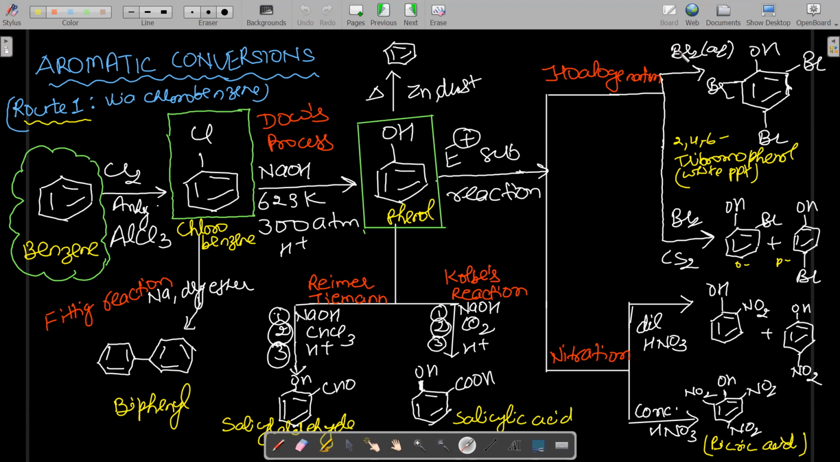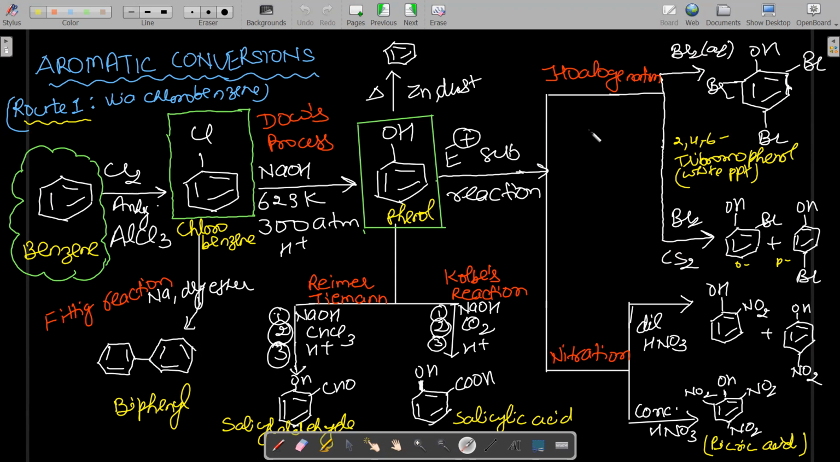Now, this bromination can be discussed in two media. If aqueous medium, there is a formation of 2,4,6-tribromophenol. You can see 2,4,6-tribromophenol forming as a white precipitate. But when bromination occurs in a nonpolar solvent, that is in presence of carbon disulfide, there is a formation of ortho-bromophenol and para-bromophenol. So what is the difference between these two reactions?